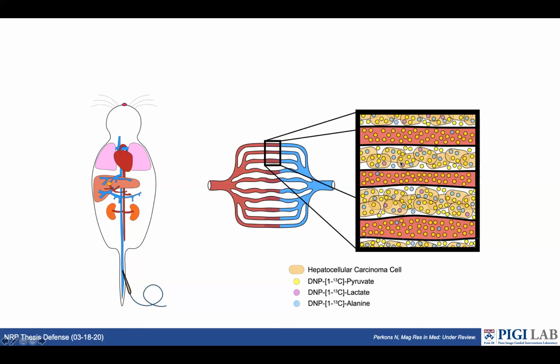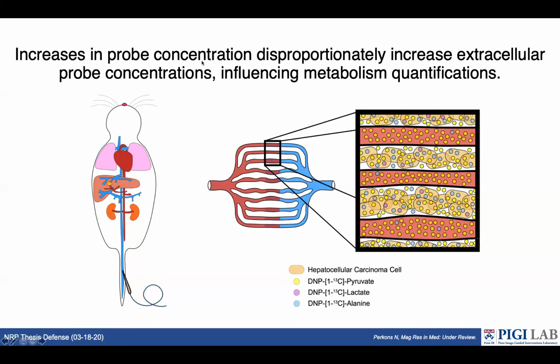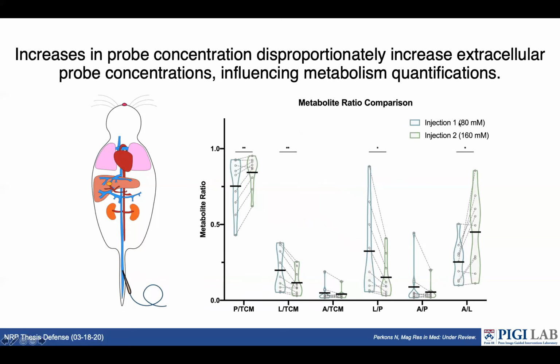So if we were to just increase the probe concentration, there'd be a disproportionate increase here of just the amount of pyruvate that's in the vascular bed as compared to what's in the cells where the metabolites are being formed. And I was able to measure that by doing 2 injections at slightly different concentrations: 80 millimolar, which was my standard concentration I used for all my experiments in this thesis, and 160.